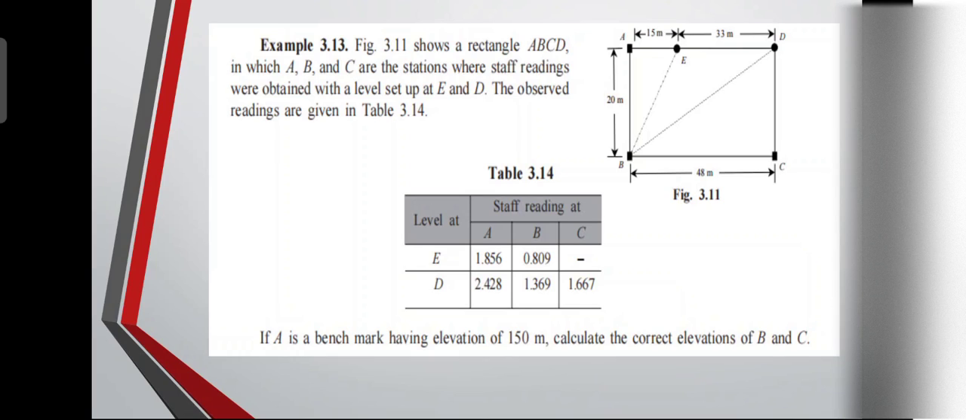The level set up at E and staff reading of A is obtained as 1.856, of B is 0.809. At D, of A is 2.428, of B is 1.369, of C is 1.667. If A is a benchmark having elevation of 150 meter, calculate the correct elevation of B and C. Means in this question we need to calculate the correct elevation of B and C.